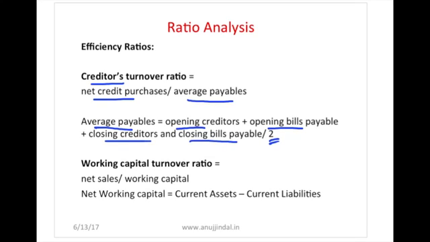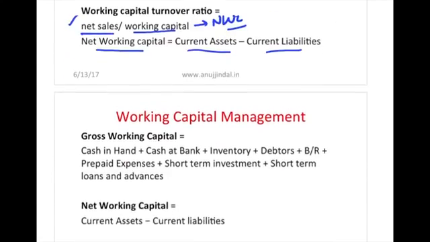The next is working capital turnover ratio, and the formula is net sales upon working capital. Net working capital here is current assets minus current liabilities. So working capital here means net working capital, and you have net sales in the numerator.